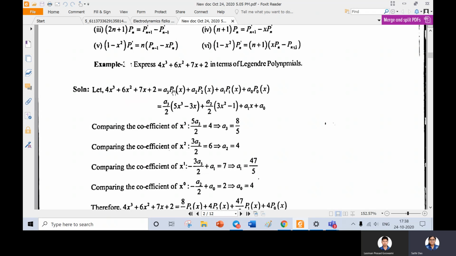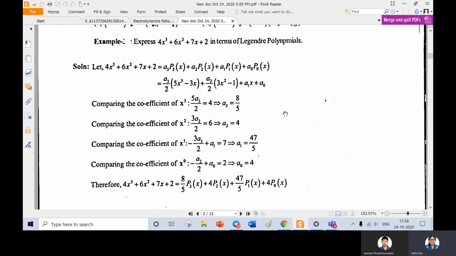So here you have to put the values for p3, p2, p1, p0. Put p3 as (5x cube minus 3x) divided by 2, p2 as (3x square minus 1) divided by 2, p1 as x, and p0 as 1. So compare these coefficients with x cube. This term, the x cube term, you should compare with the coefficient of this term, and it will give a3 equals 8 by 5.